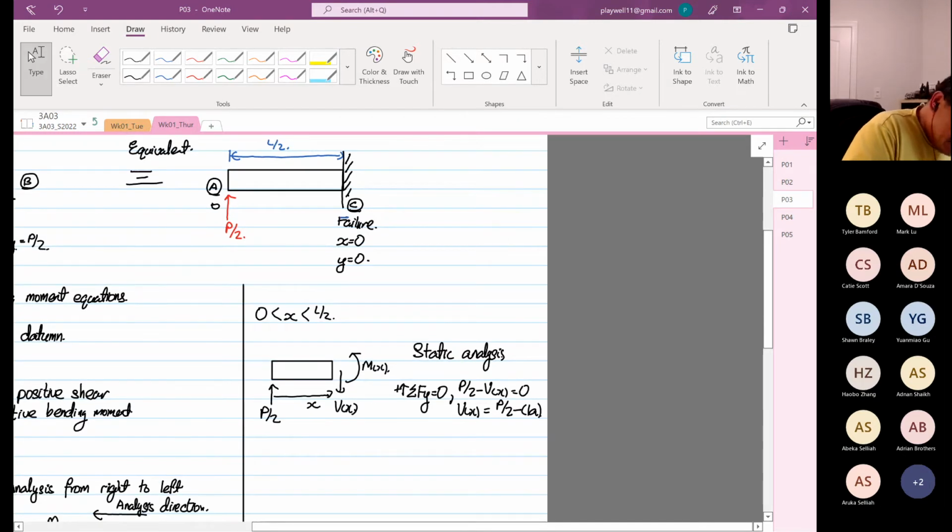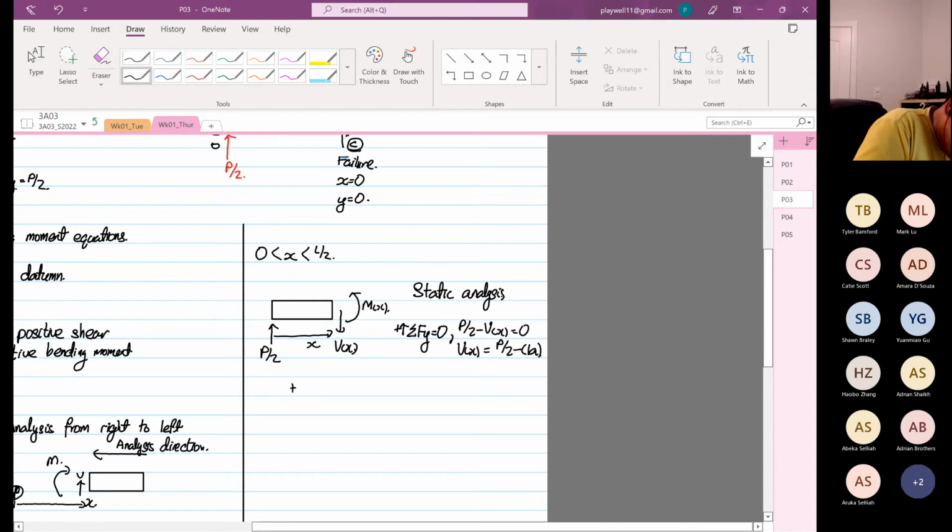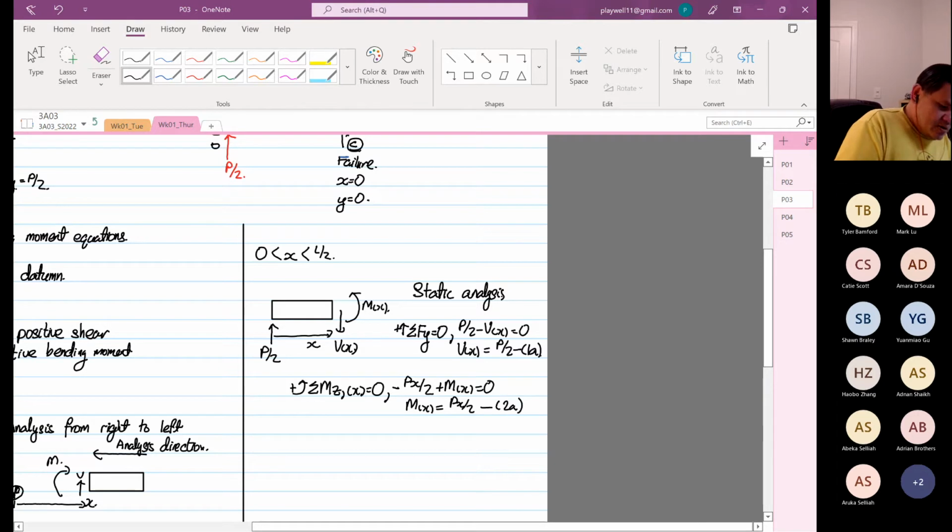Then the next one is we're going to do summation of moment about the z-axis, anywhere at point x, is equal to 0, right? So what we have is minus Px/2 plus M as a function of x is equal to 0. M as a function of x is equal to Px/2. Equation 2a.